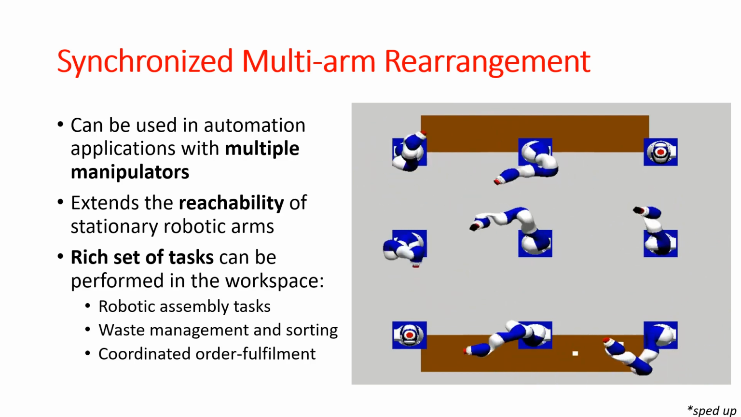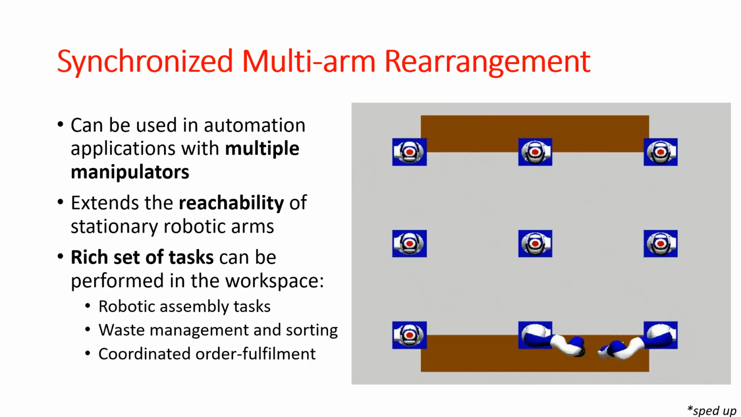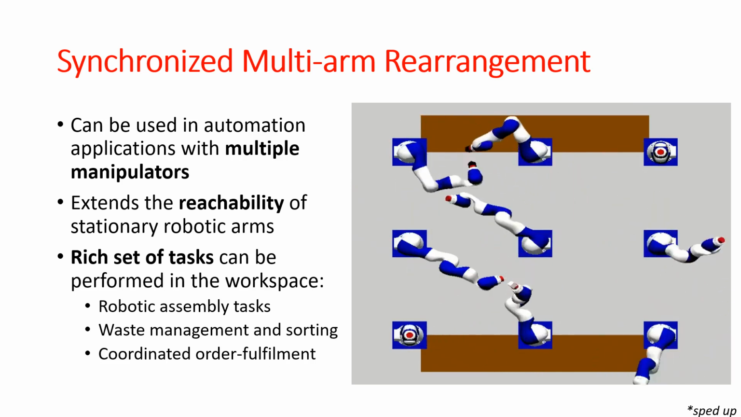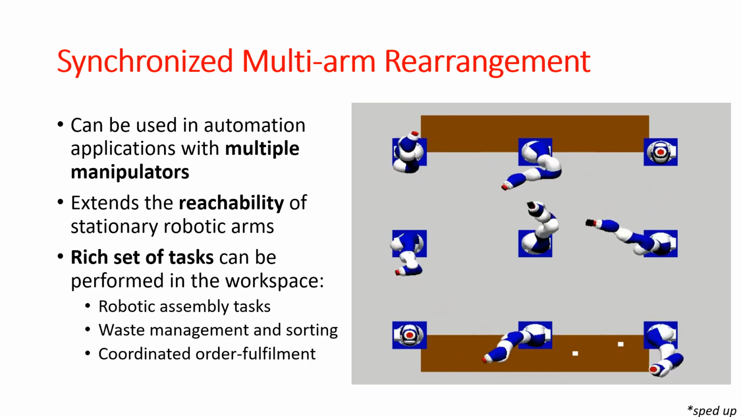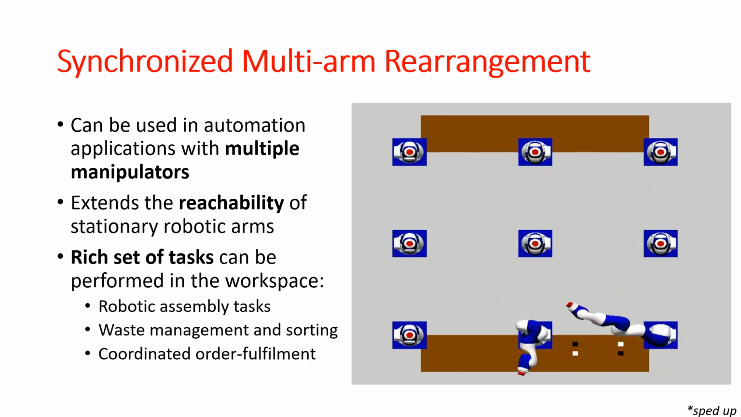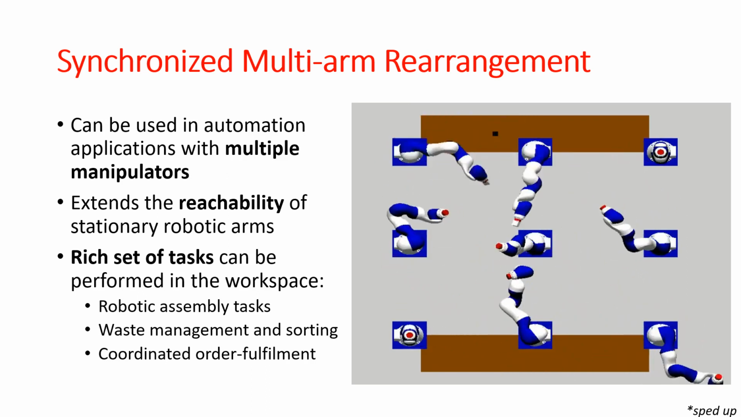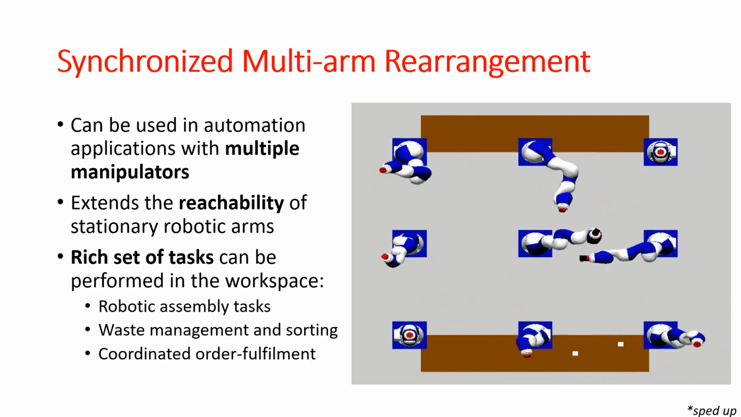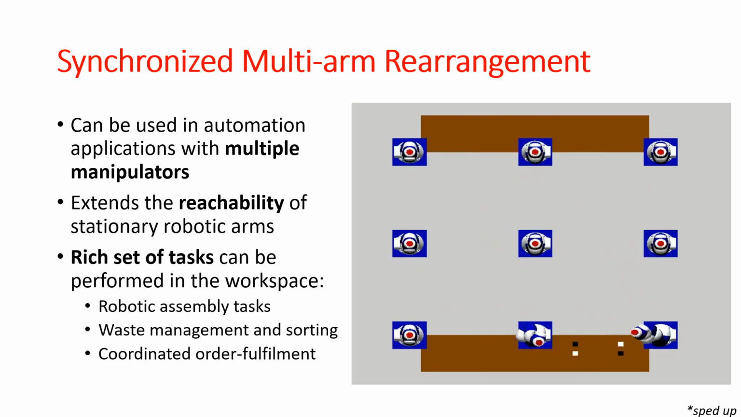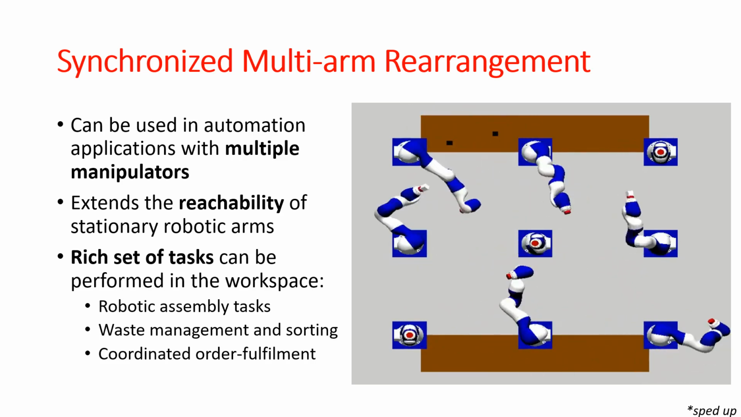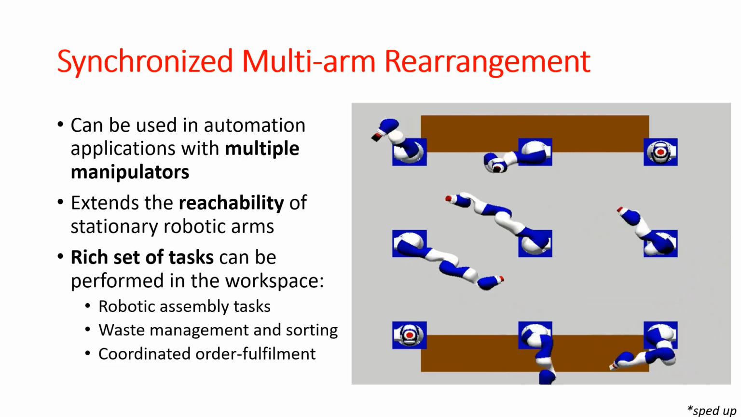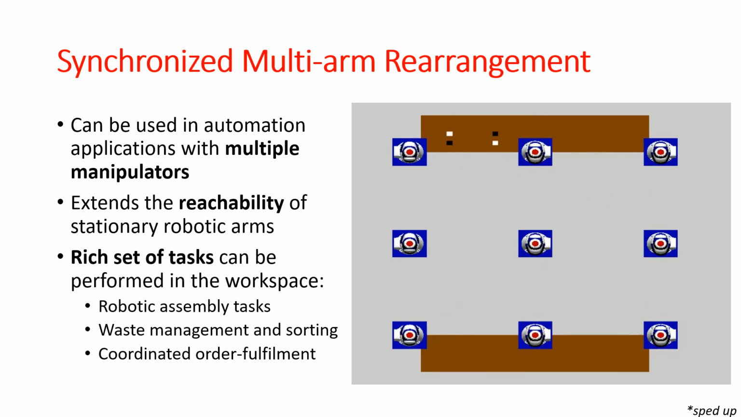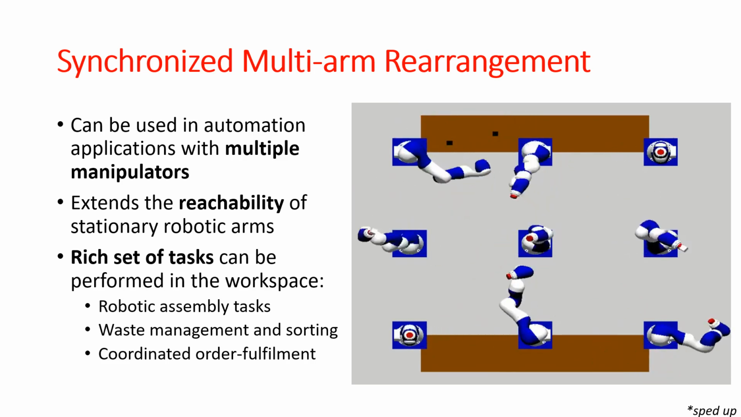For instance, making stationary robots collaborate and coordinate with each other immediately increases the reachability of the robotic arms, as can be seen in this video. So you see an array of 9 KUKA manipulators which are moving objects around the workspace and are reaching much beyond their own reachable workspace by handing off the object to other arms and thereby extending the reachability.